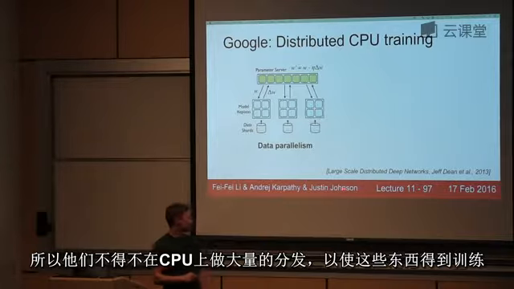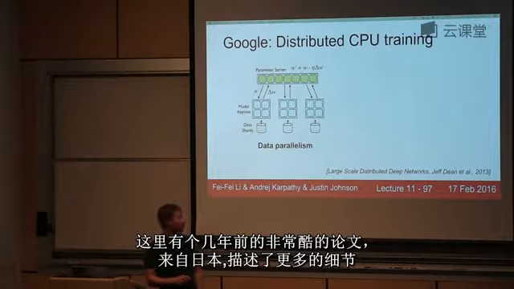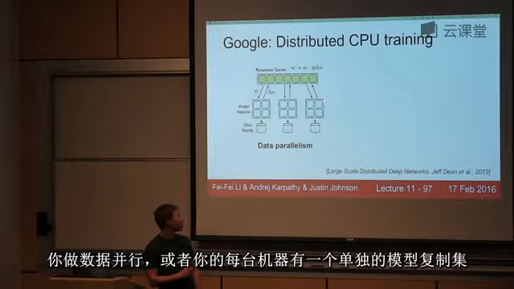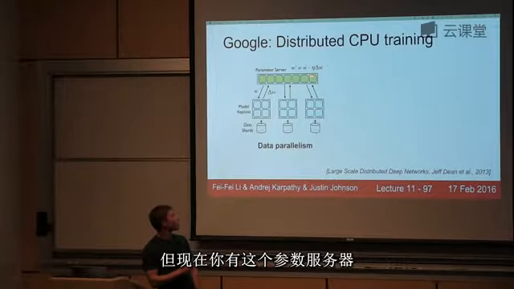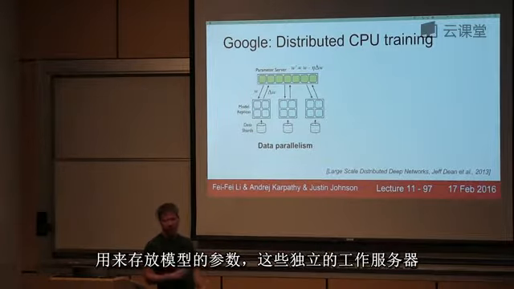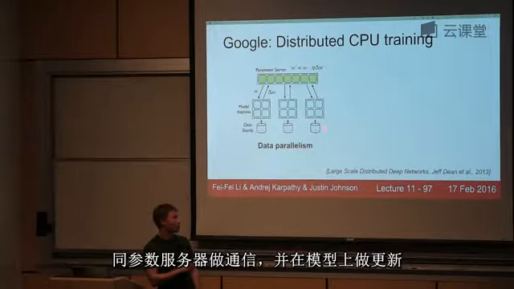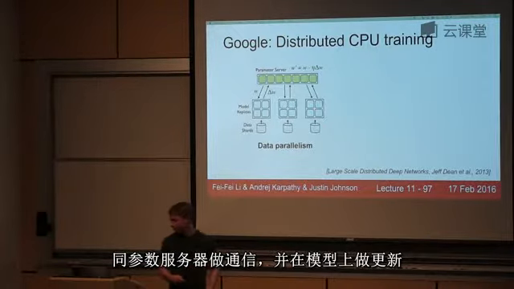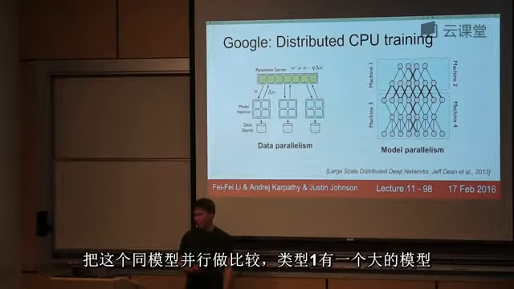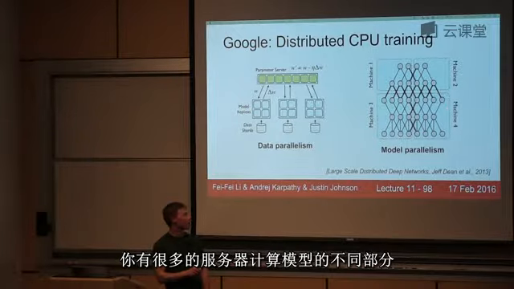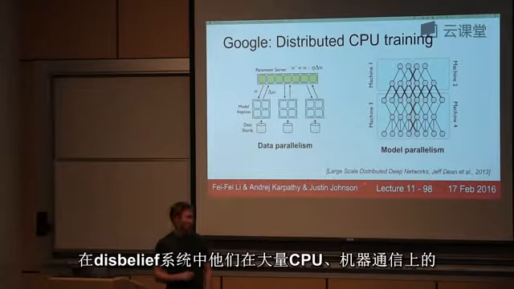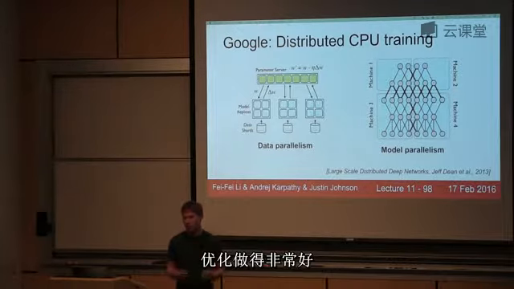So here, there's this cool paper from Jeff Dean a couple years ago that describes this in a lot more detail. But you use data parallelism, where each machine has an independent copy of the model, and each machine is computing forward and backward on batches of data. But now you have this parameter server that's storing the parameters of the model, and these independent workers communicate with the parameter server to make updates on the model. And they contrast this with model parallelism, where you have one big model and different workers computing different parts of the model. So in DistBelief, they did a really good job optimizing this to work well across many CPUs and many machines.